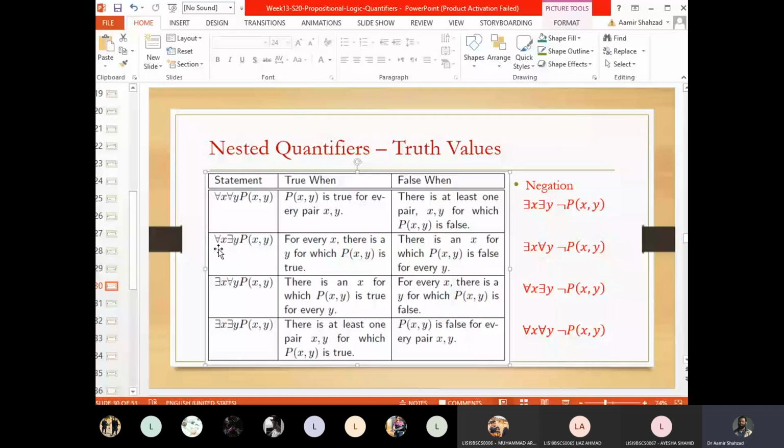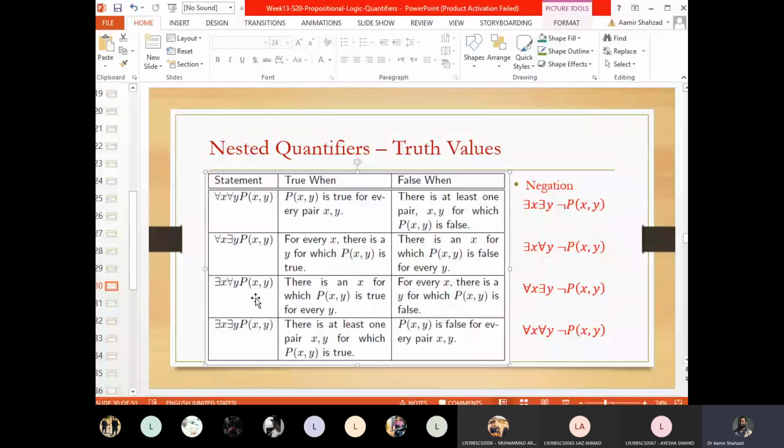So for all x there exists x, for all y p of xy is not going to hold. Third case क्या है? There exists x for all y p of xy holds. कि पहले आपकी जो पहला सेट है x, उसमें एक वैल्यू ऐसी एग्जिस्ट करती है कि उसके कॉरस्पॉन्डिंग y की तमाम वैल्यूज के लिए p of xy होल्ड कर रहे हैं.